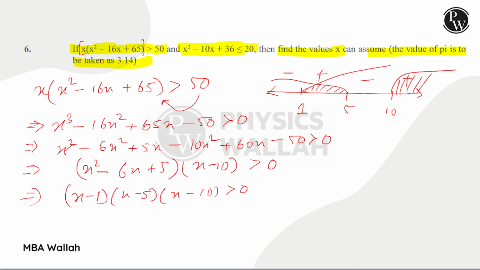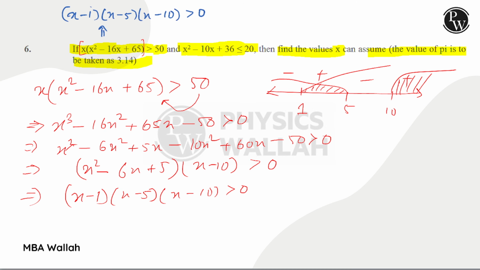Now this is just one part of the problem, because we already have another expression that we need to take care of. So let me write the expression somewhere over here: the factorized form for this one is x minus 1, x minus 5 and x minus 10 greater than 0. This is just for the first part. We will have to calculate the similar situation for the next part. Now let's do that quickly.